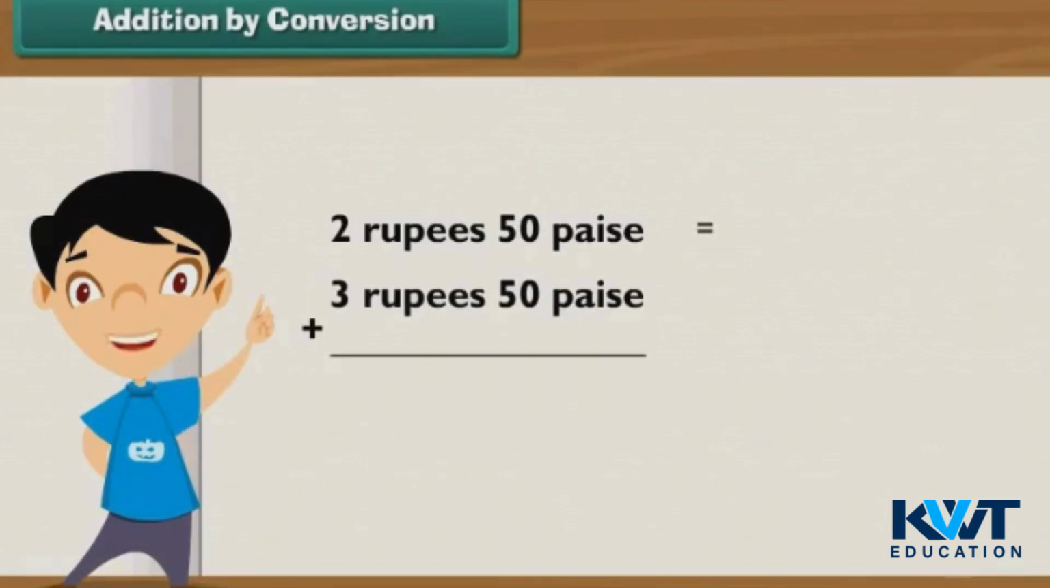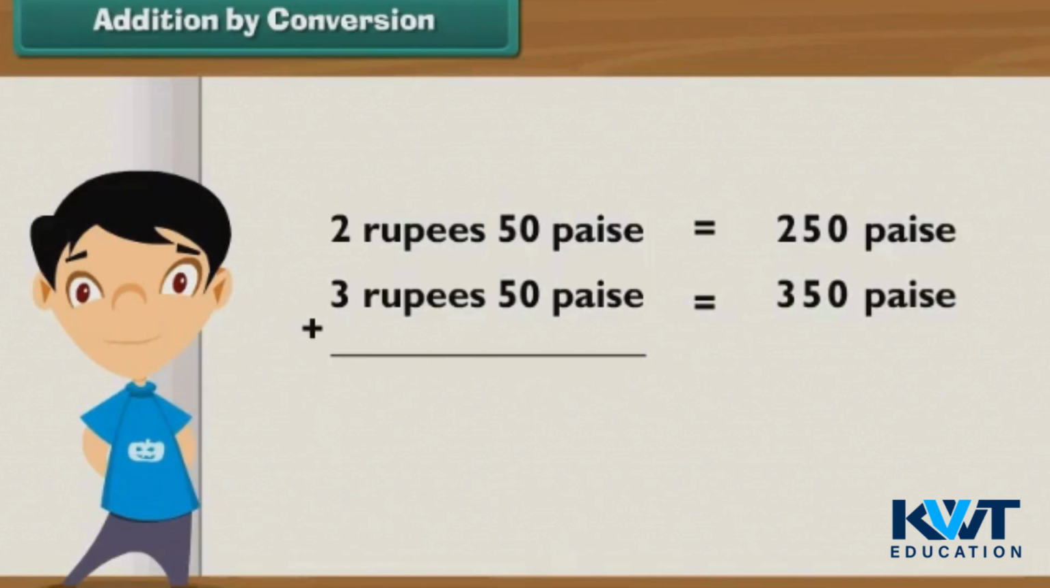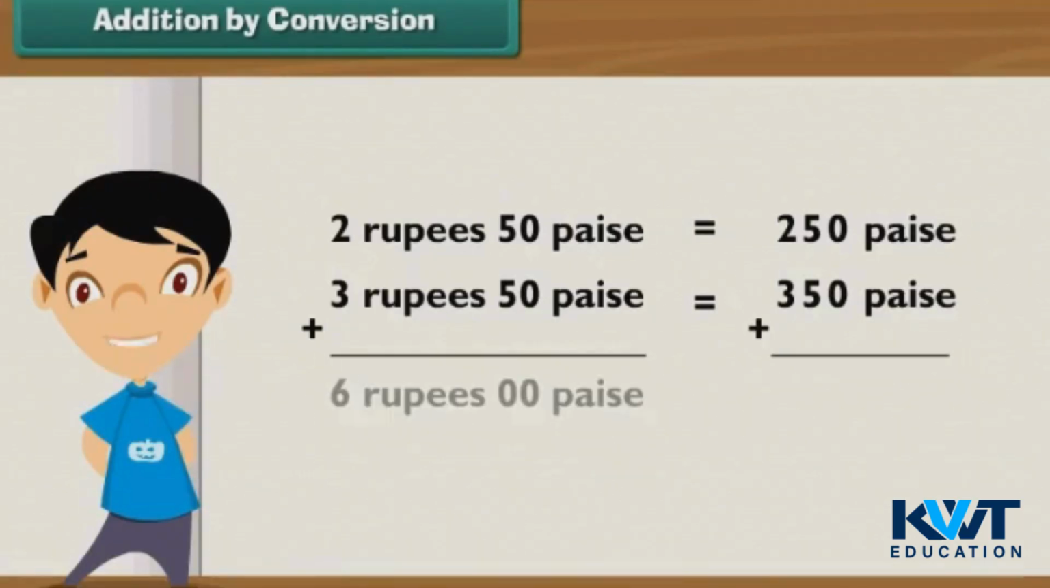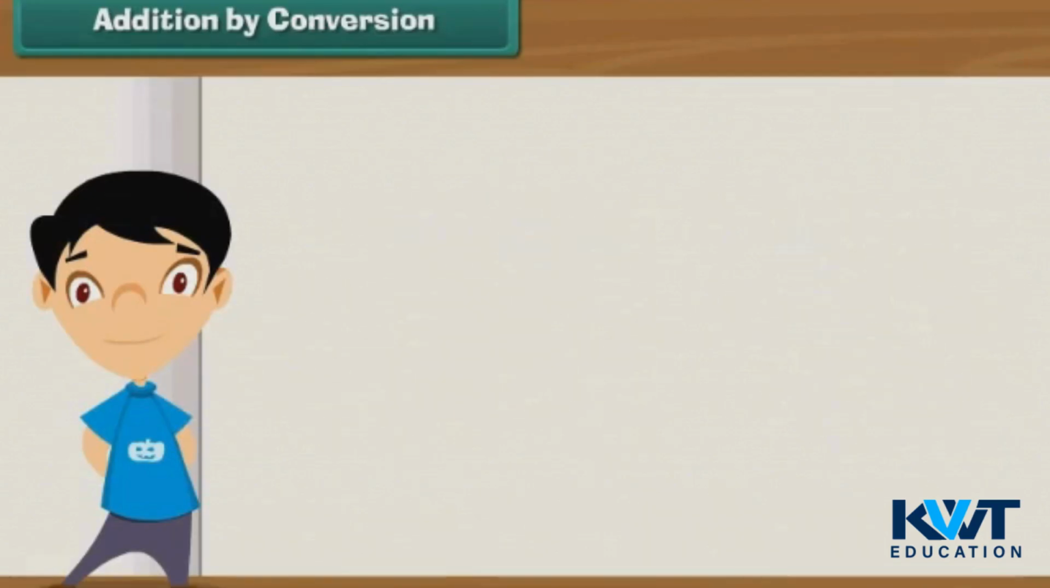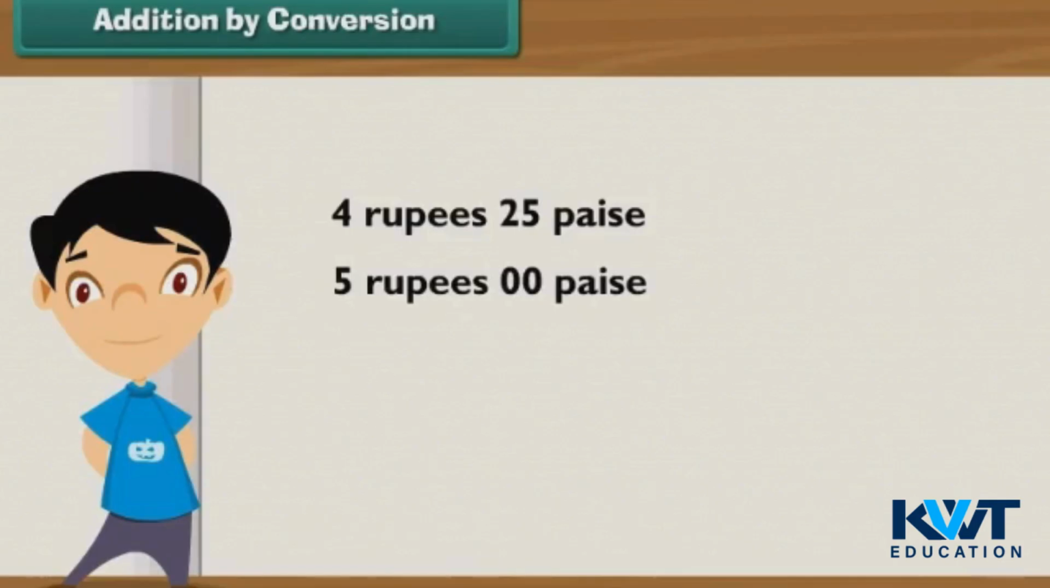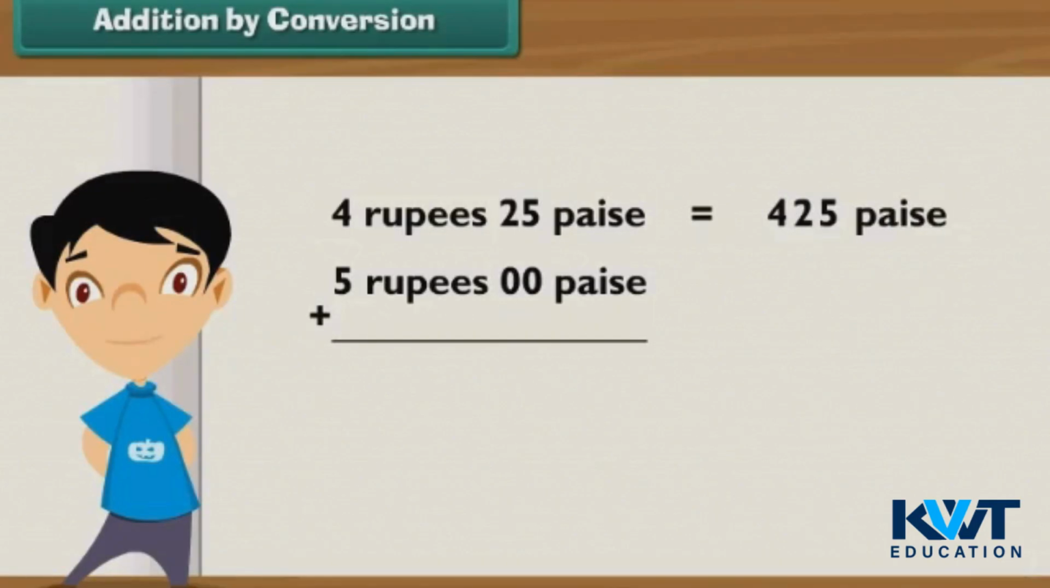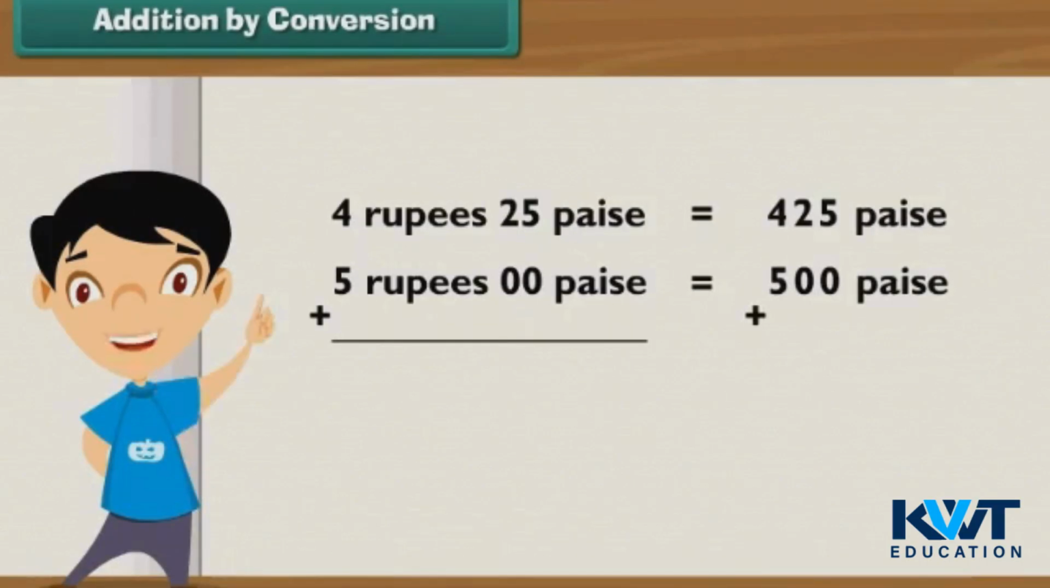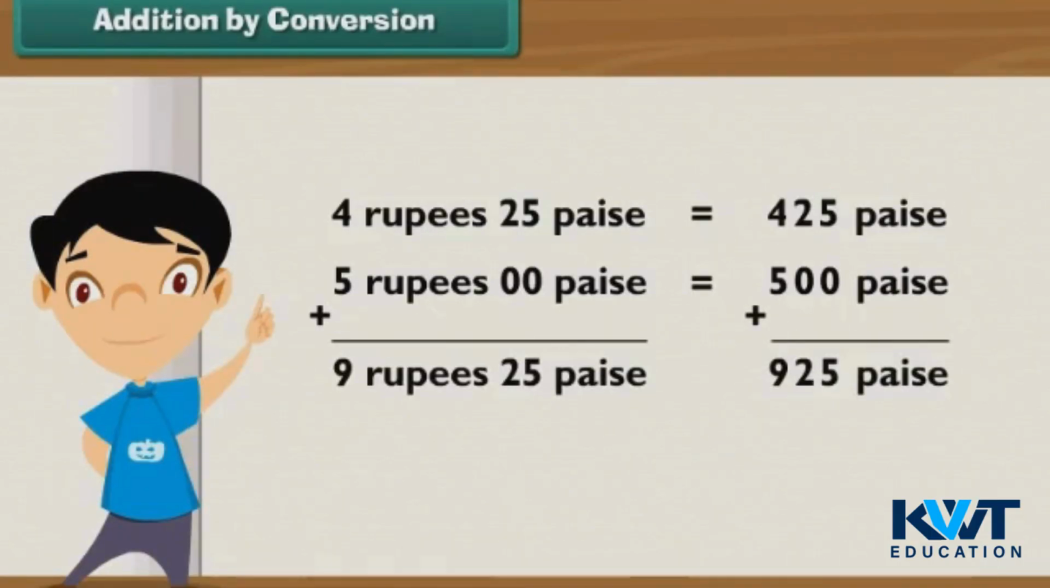2 rupees 50 paise is equal to 250 paise. 3 rupees 50 paise is equal to 350 paise. So, we add 250 and 350 paise, which is equal to 600 paise. We now add 4 rupees 25 paise and 5 rupees. 4 rupees 25 paise is equal to 425 paise. 5 rupees is equal to 500 paise. So we add 425 and 500, which is equal to 925 paise.